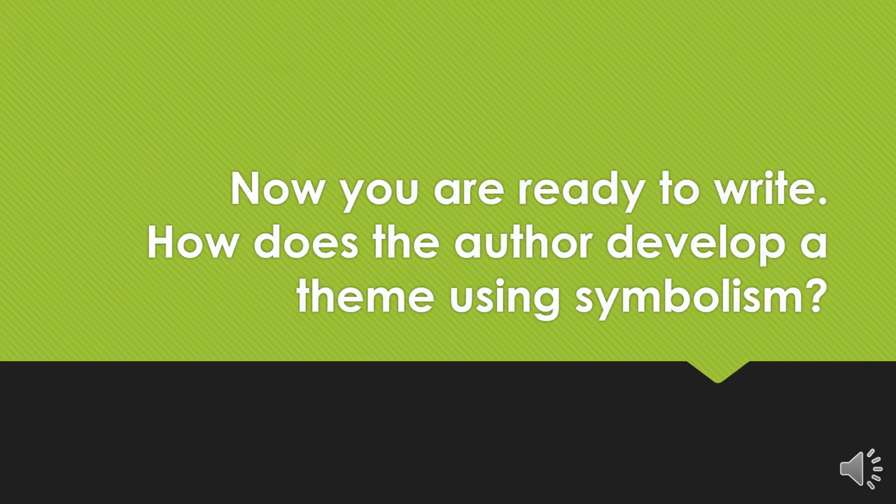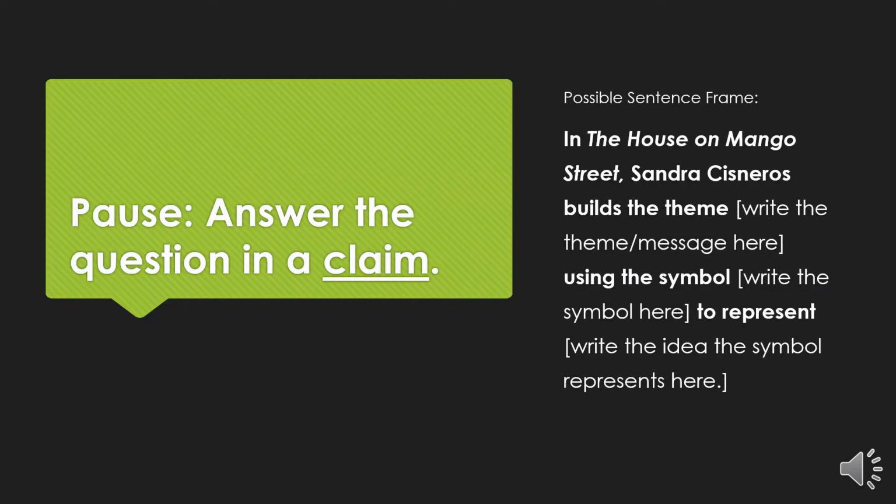Now you're ready to write. How does the author develop a theme using symbolism? As always, we start with a claim. So pause and answer the question in a claim. You could use this possible sentence frame: In The House on Mango Street, Sandra Cisneros builds the theme, write your theme or message here, using the symbol, write the symbol you identified here, to represent, and write that idea that the symbol represents.